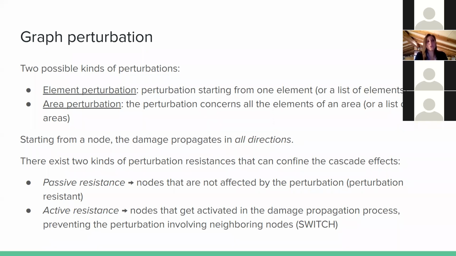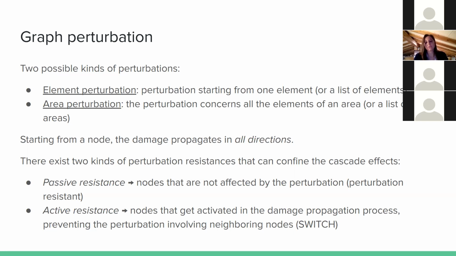There is always a passive resistance. If you think about, I don't know, how fire can propagate in a plant, you always have some elements that are fireproof. Fireproof cables, fireproof elements. So in that case, you don't have to do anything to activate the resistance, and that's the way we describe it. But it is also really funny, the active resistance, in my opinion, because those are nodes that you have to activate to avoid the damage going to neighboring nodes, and those are the switches.